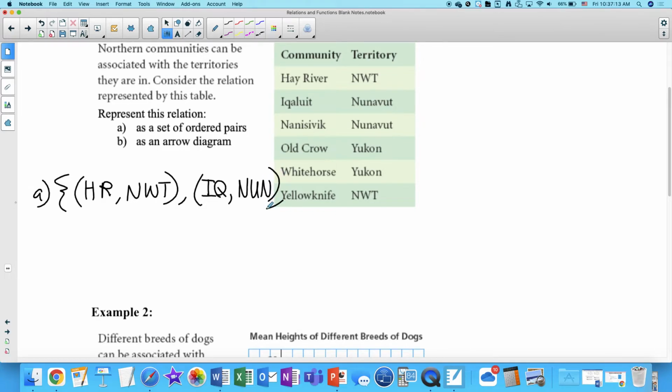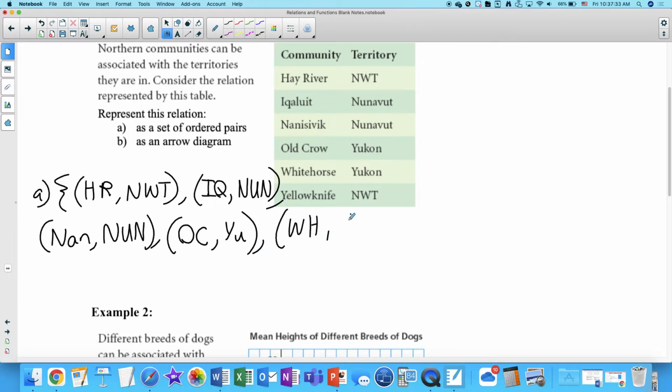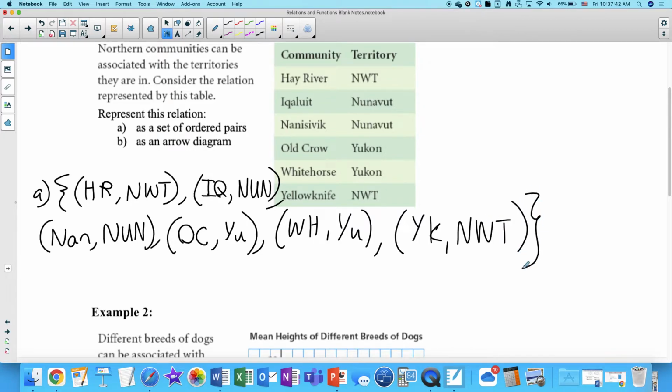Nanisivik, Nunavut. Old Crow, Yukon. Whitehorse, Yukon. Yellowknife, Northwest Territories. And that's the end of the set, so I'm going to close off that bracket. Okay, so that's A. B, as an arrow diagram.